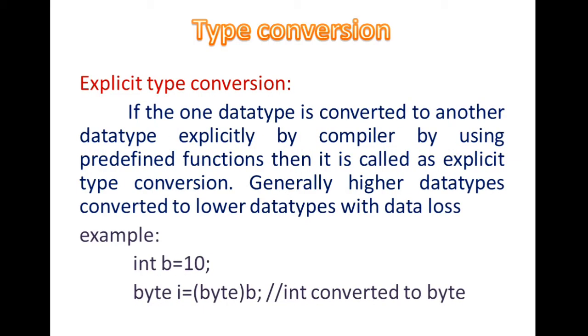The next is called explicit type conversion. If you are converting one data type to another data type by using some predefined functions, then it is called explicit type conversion. Generally, higher data types will be converted to lower data types, but there is a compromise in data loss. A small chunk of data will be lost when we try to convert a higher data type to a lower data type. So we just do it vice versa. Now we want to convert an integer data to a byte data. Integer is 32-bit size, and byte is 8-bit. When we try to convert that to byte with the help of the predefined function byte, it will be converted, but with data loss. This concept is called explicit type conversion.